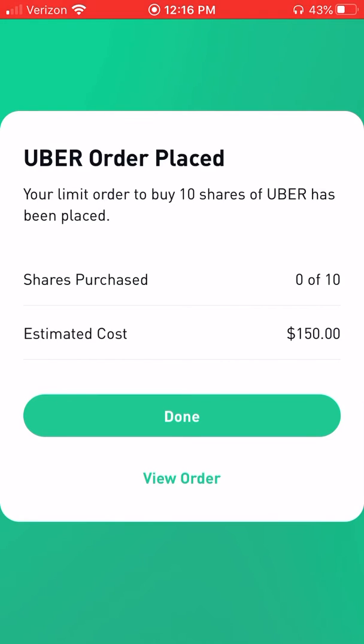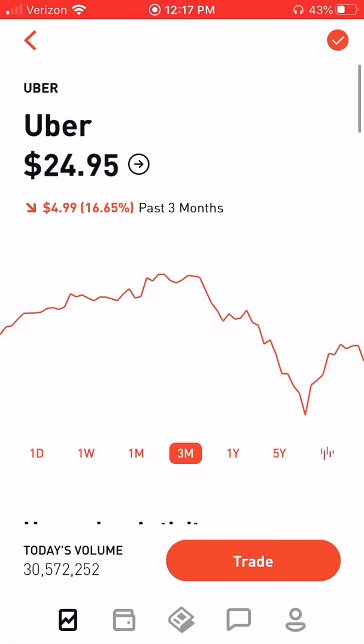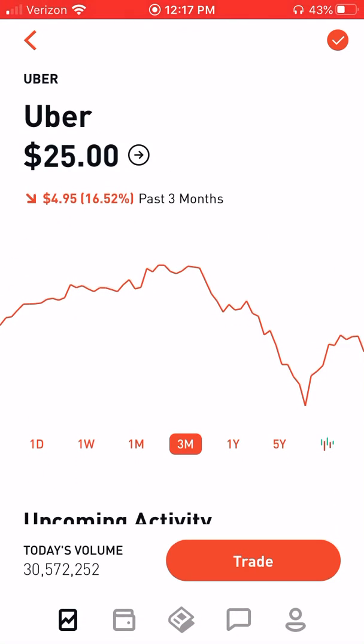So now I don't have to follow the price of Uber. I don't have to check on it every day to see if it's gone down to 15. I can just set it and forget it. And if it gets to 15, it's going to execute. If it doesn't, it will expire after 3 months. So I really like this approach. If you're following a company, you know what price you really want to own it at, but you don't want to track it every day.